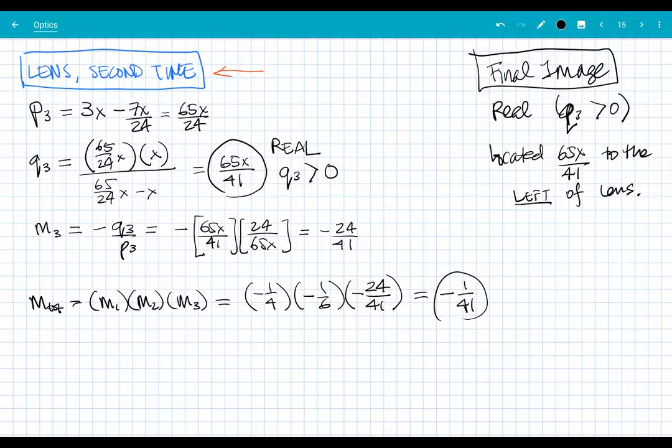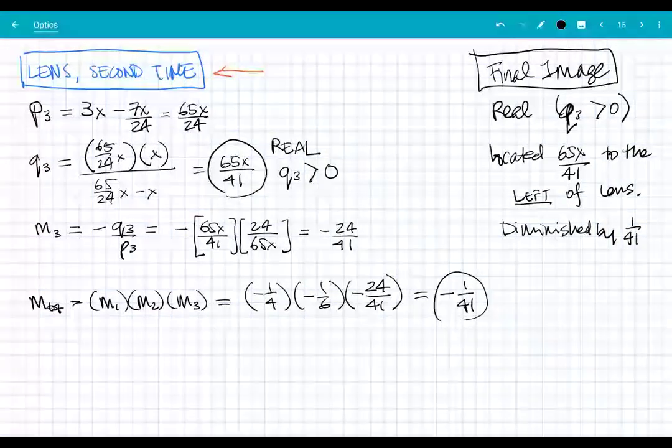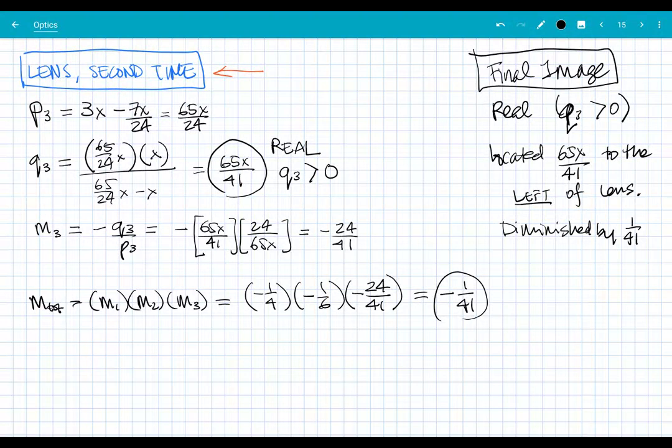So it's diminished, right, by 1 over 41, real small there. And that makes sense if you look at it. At every stage here, it's diminished, right? It's never magnified. Not all components will diminish and invert in this particular setup. And it's inverted. I know it's inverted because M total is negative. Okay, so I think that locates and describes our final image for this system.